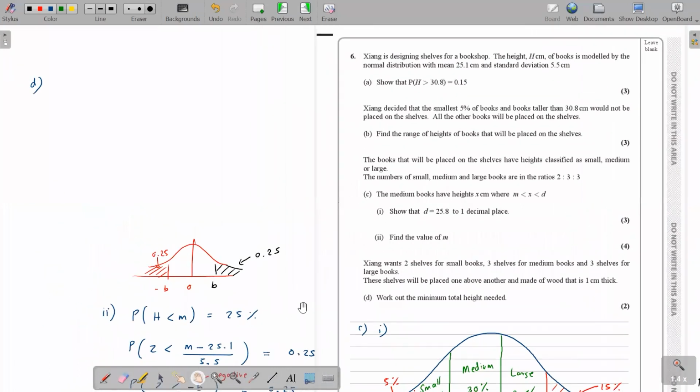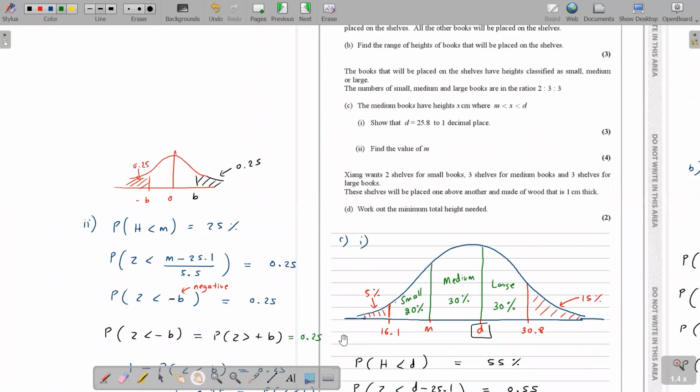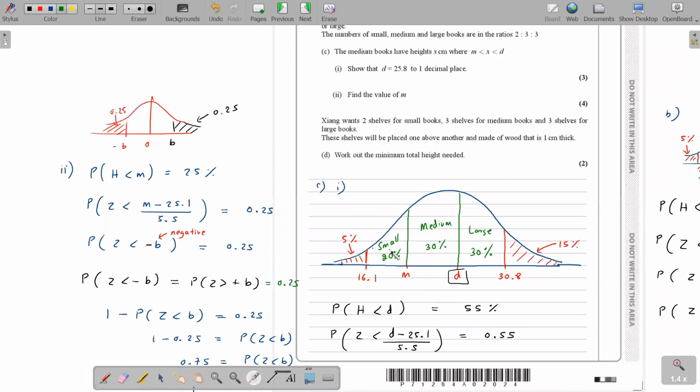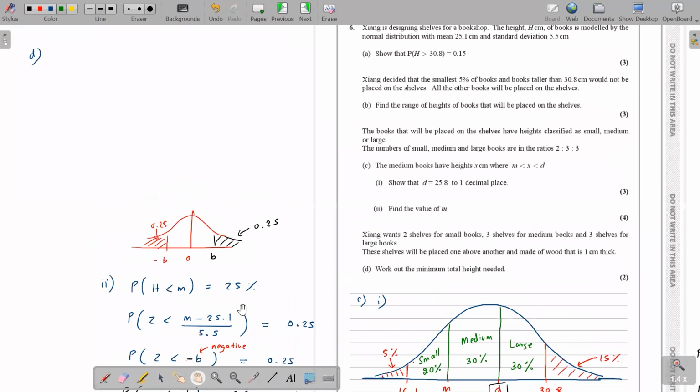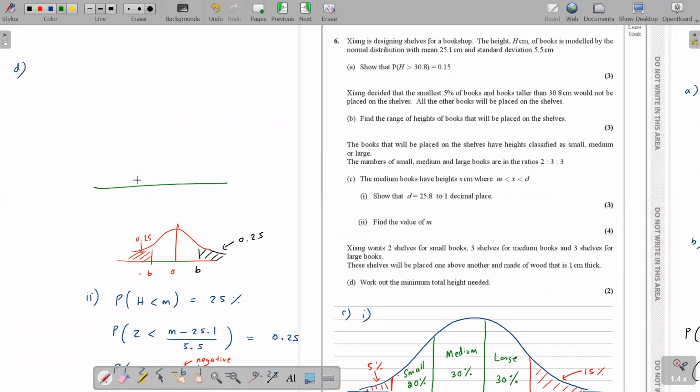So we are going to place each shelf on top of each other. The important thing you need to realize here is for the small books, the shelf needs to have a height of m. For the medium books, the shelf needs to have a height of d to fit the medium books. And for the large books, your shelf needs to have a height of 30.8 to contain the large book. So they are all kept on top of each other. So what happens? You have this table.